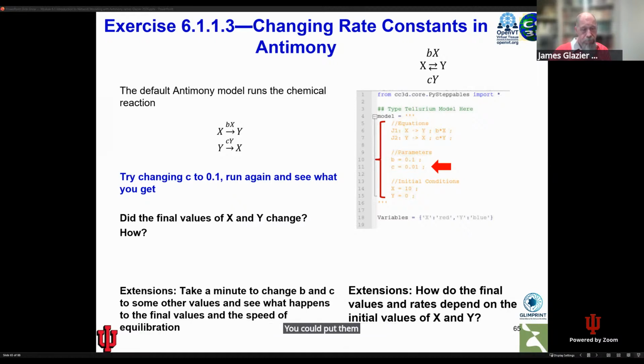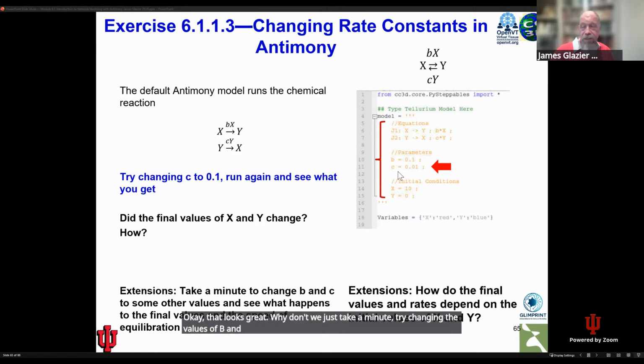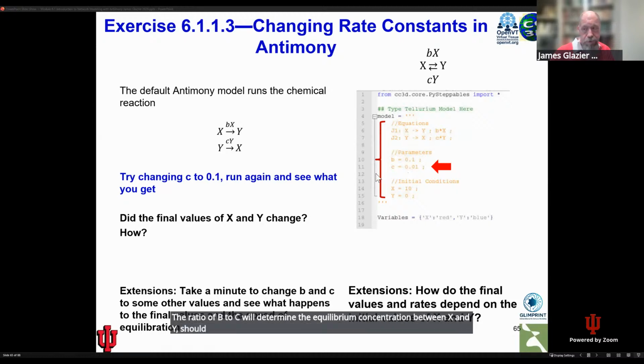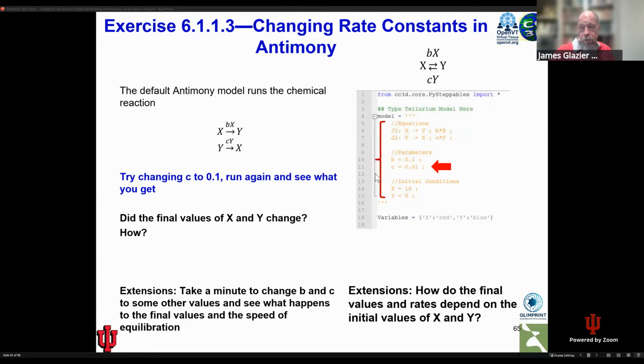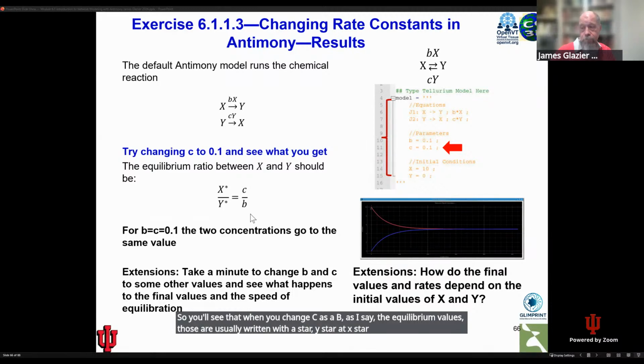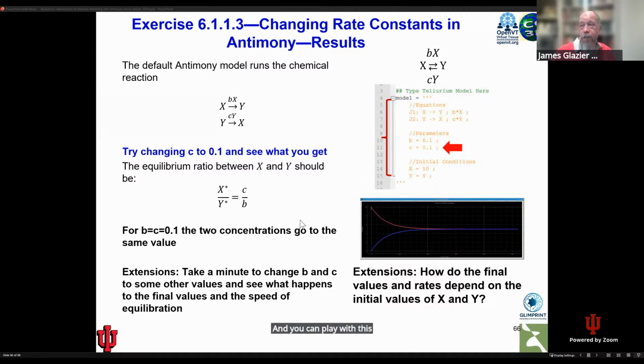You could put them in the chat. Okay, that looks great. Why don't we just take a minute, try changing the values of b and c different ways. You could speed things up, slow things down. The ratio of b to c will determine the equilibrium concentration between x and y. If you play with that, you'll see that. So the ratio between b and c determines the ratio between x and y at long times. If I multiply both b and c by a constant, I'll speed things up or slow it down, depending on whether the constant's bigger or less than 1. So you'll see that when you change c and b, the equilibrium values, usually written with a star, y star and x star, will change. And you could play with this a bit more, if you like.